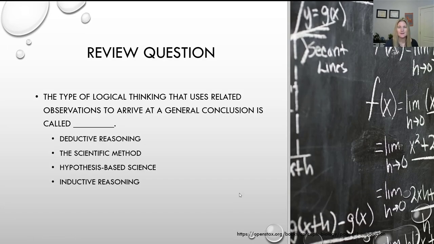Okay. So based on that information, let's do a review question. So the type of logical thinking that uses related observations to arrive at a general conclusion is: deductive reasoning, the scientific method, hypothesis-based science, or inductive reasoning?